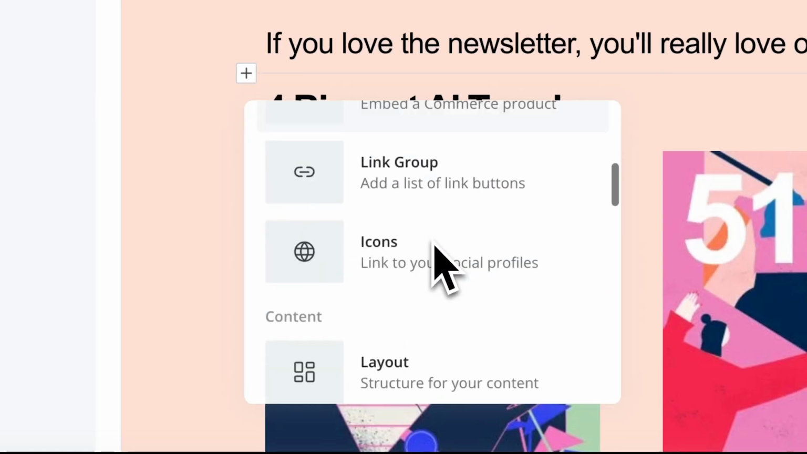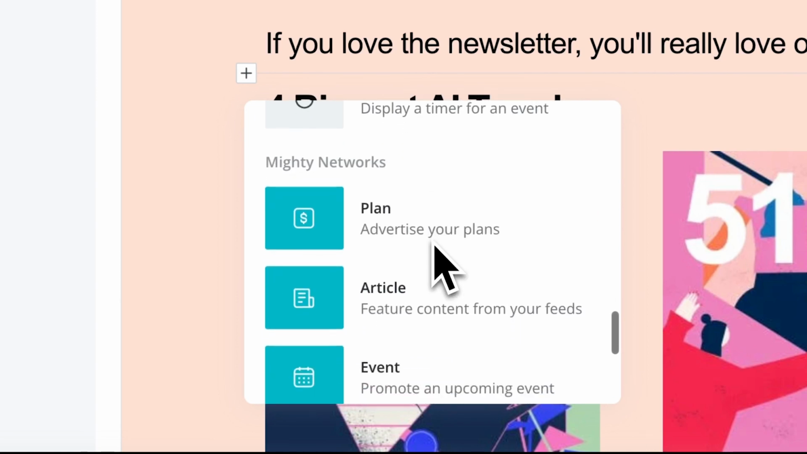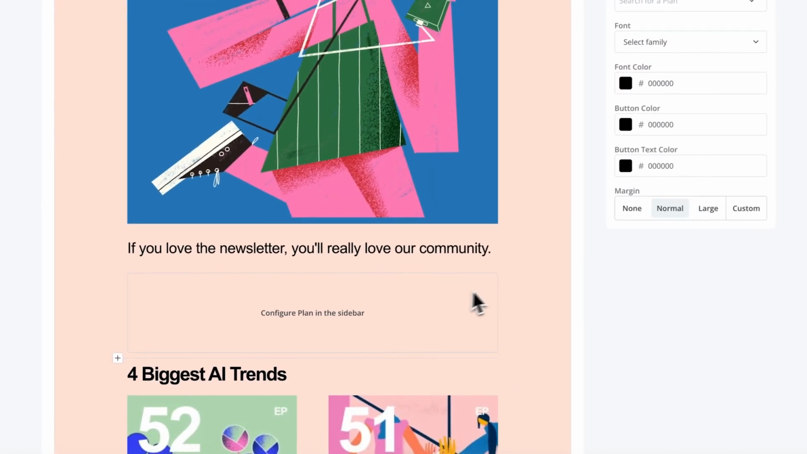Back to you, Tom. Thanks, Baily. This is all super exciting because we just released the ConvertKit Mighty Networks Deep Integration, where you can pull content directly from your Mighty Networks community into your ConvertKit emails super easily.